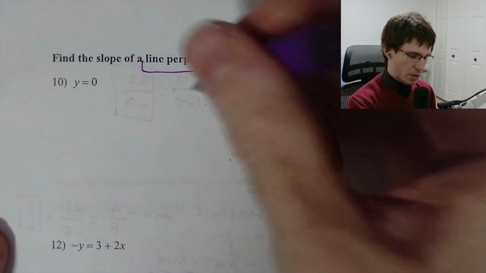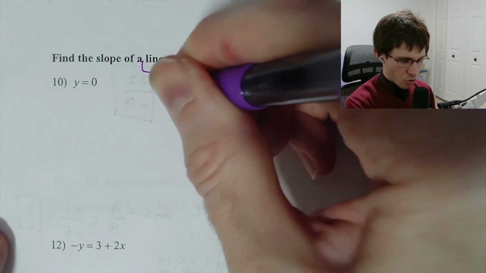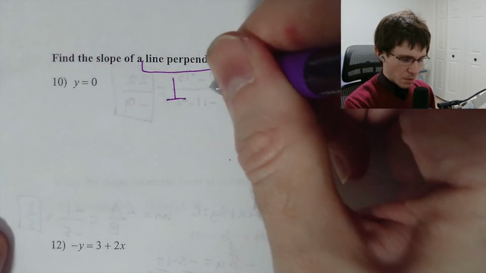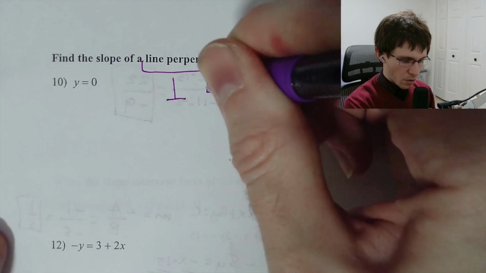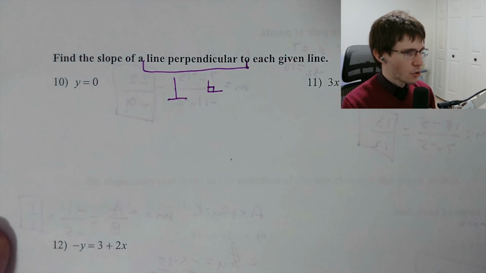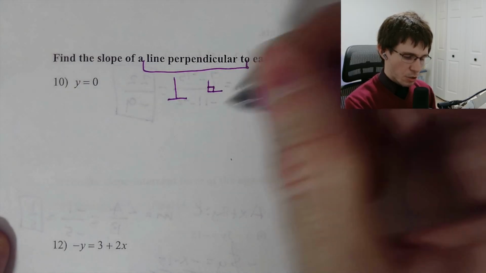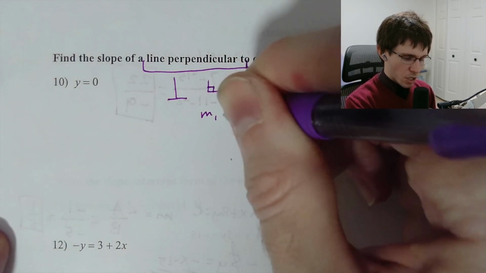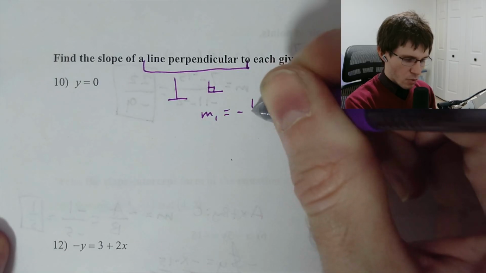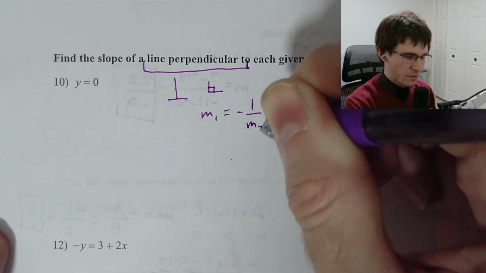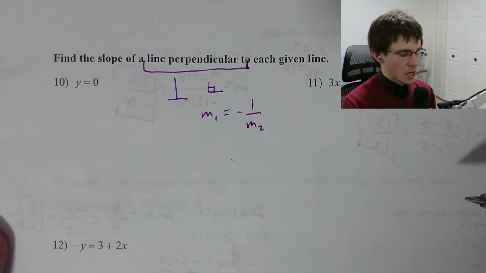As a reminder for perpendicular, that's the symbol for perpendicular, and it means that you create a right angle with the lines. You're creating a 90-degree corner. In terms of slope, though, your first slope is always equal to the opposite of 1 over the other slope if they are perpendicular to each other.